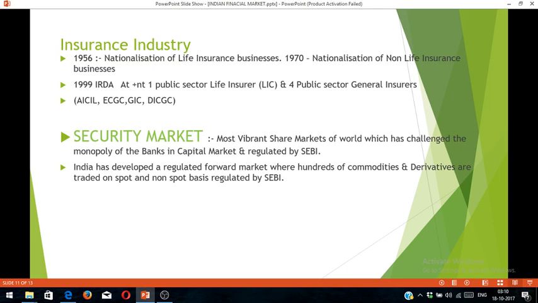But this security market, or this financial institution, is not getting cheaper deposits, and their finance was very costly. So the security market came into the Indian capital market, and it broke all the monopoly of the banks in the capital market. And this security market is regulated by the Securities and Exchange Board of India Limited, SEBI. India has developed a regulated forward market where hundreds of commodities and derivatives are traded on a spot and non-spot basis, regulated by SEBI. So this is something about the security market and insurance industries.